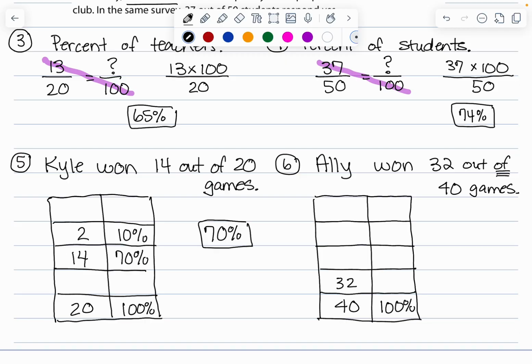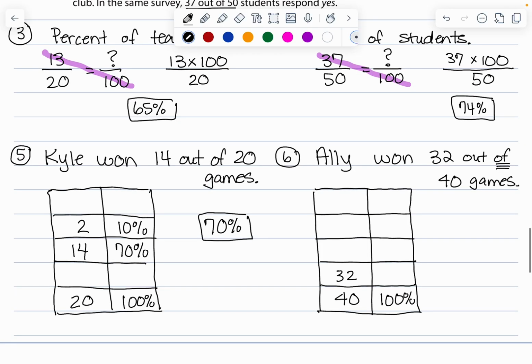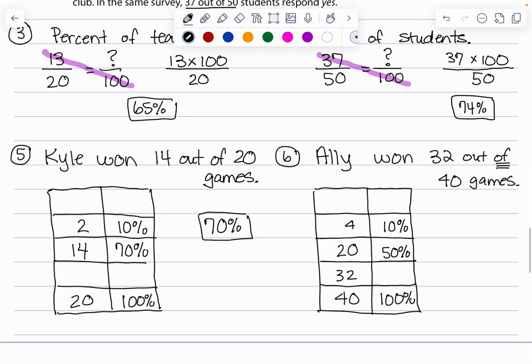And we're going to try different benchmarks. So I'm going to start with 50%. So 100 divided by 2 is 50. So 40 divided by 2 is 20. Not the most helpful, so I'm going to try finding 10%. I'm going to go from 100 again. So 100 divided by 10 is 10. 40 divided by 10 is 4. So I know 4 games is 10%.